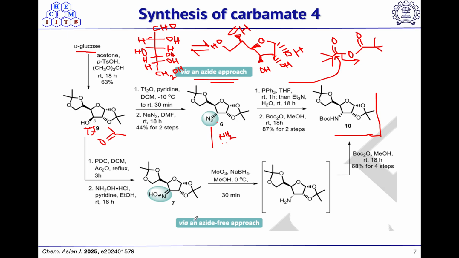Okay, so now compound 7 is converted to this amine by using molybdenum trioxide and sodium borohydride, first in methanol with a 30 minute reaction. First what will happen, this sodium borohydride will reduce this C=N bond. Now, this N-O bond, if you see, this is an amine, so that means this hydroxy group is removed. That means the N-O bond is breaking.